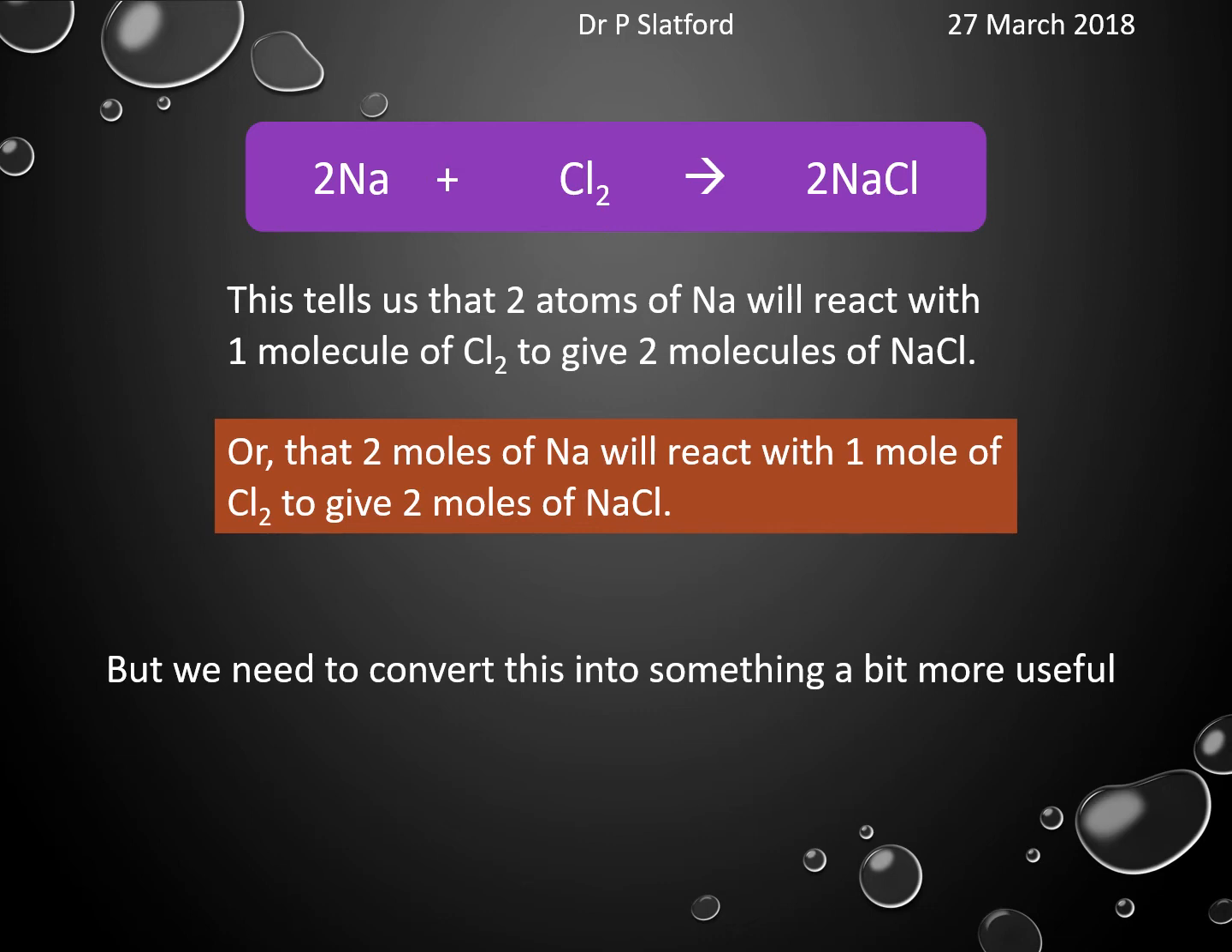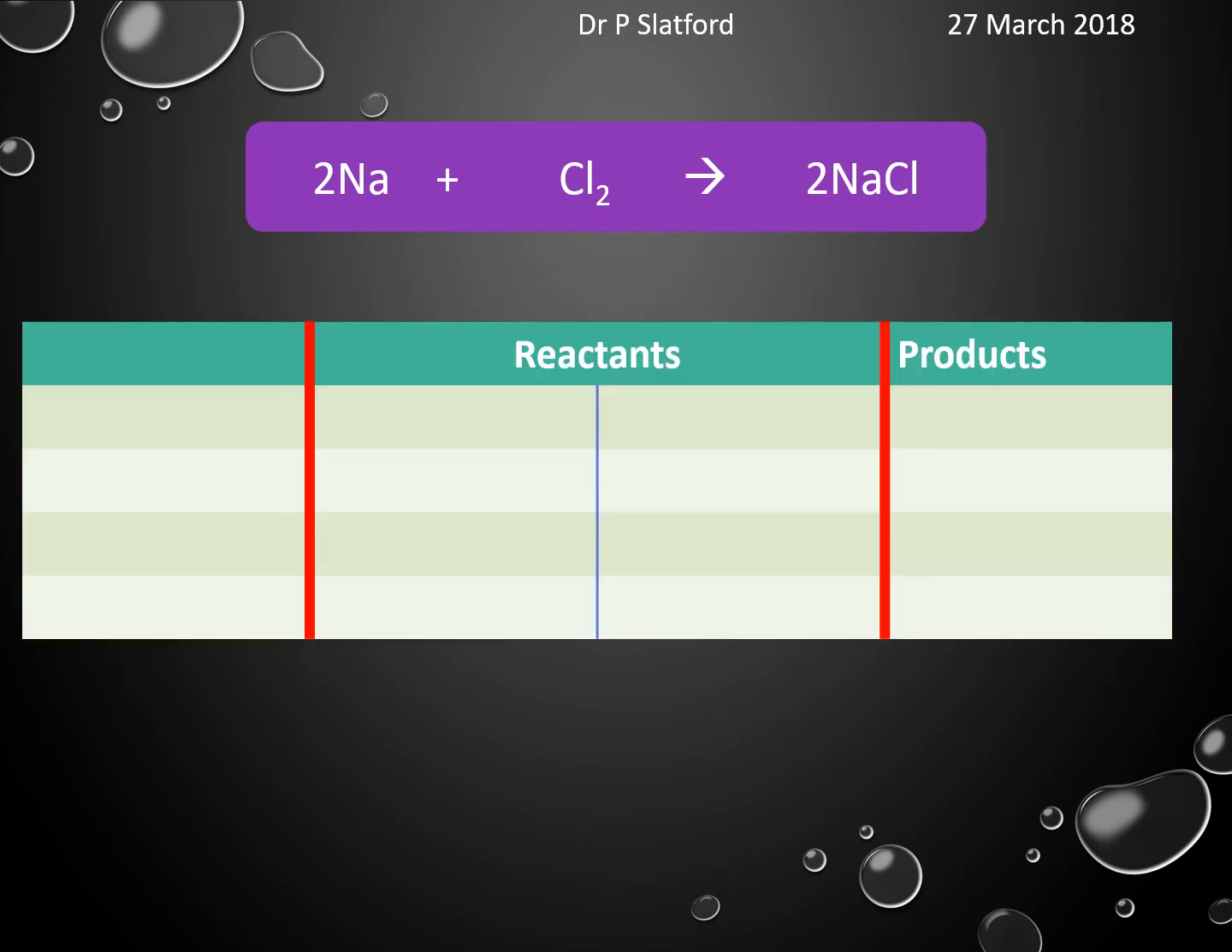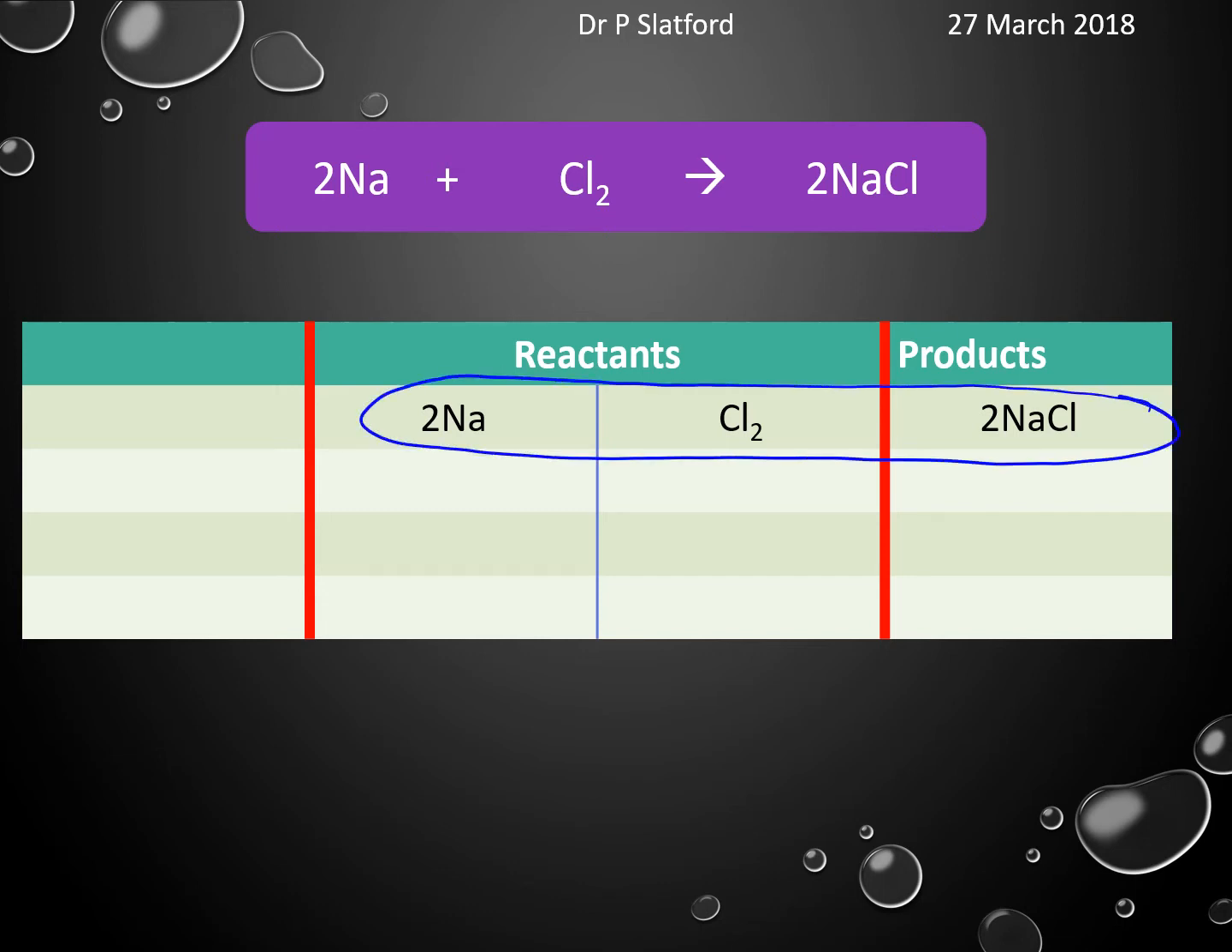That's all well and good, but as a chemist, I can't measure out moles particularly. I don't have a measuring cylinder with moles written on the side. So we need to be able to convert this all to something a bit more useful. And I'm going to tabulate this, and I find it easier if it all goes in a table. So in my table, all I do is I write the exact same equation under reactants and products.